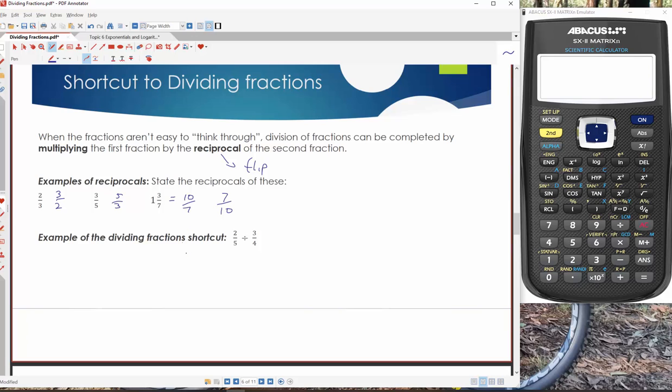Okay, so example of the dividing fractions shortcut. What we do here, the sentence says division of fractions can be completed by multiplying the first fraction by the reciprocal of the second fraction. So here's the first fraction, 2 on 5, multiplying by the reciprocal of the second fraction, which is 4 on 3. So this looks to be 8 on 15 as the answer. Okay, so division of fractions is the same as multiplying by the reciprocal of the second fraction.